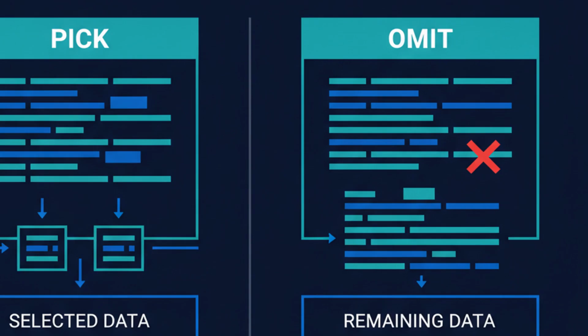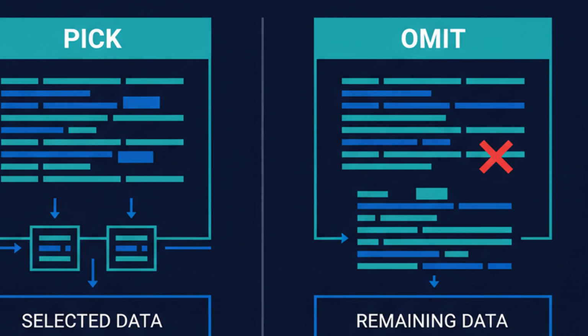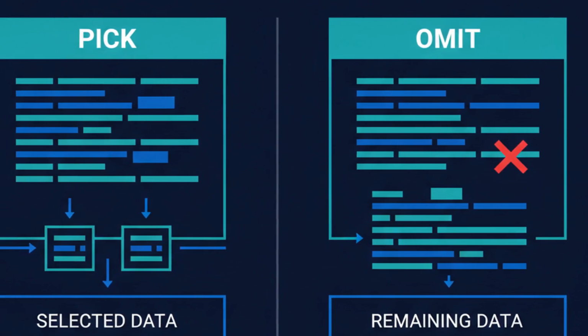So there you have it. 3 big takeaways. Utility types transform an existing type into a new one with zero duplication. Partial, required, pick, omit, and record cover almost every shape you'll ever need. And because they all derive from one source type, your codebase stays consistent automatically.